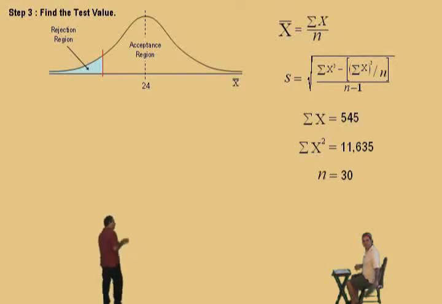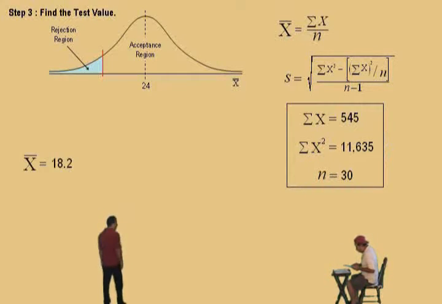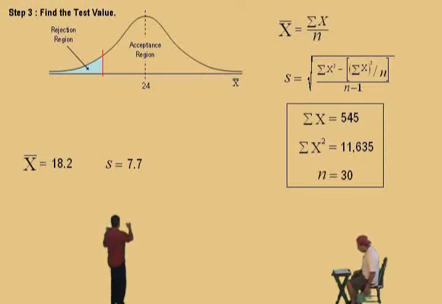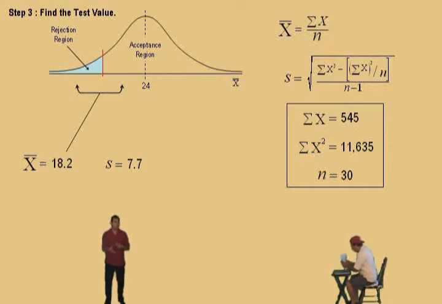We surveyed 30 people. So now we go ahead and calculate our sample mean, which is summation of x divided by n, which should give you 18.2, and your sample standard deviation should be 7.7. Now notice, from our 30 data values, our sample mean came out to be 18.2. Well, that is less than 24, right? Remember, the researcher reported that the average time it takes students to drive to campus is less than 24.